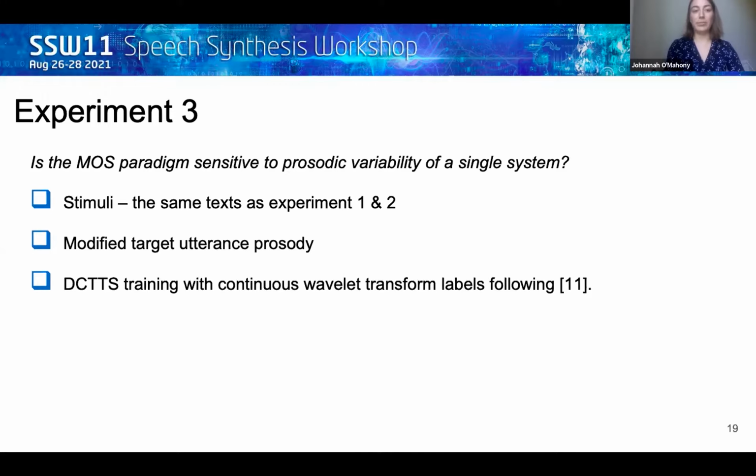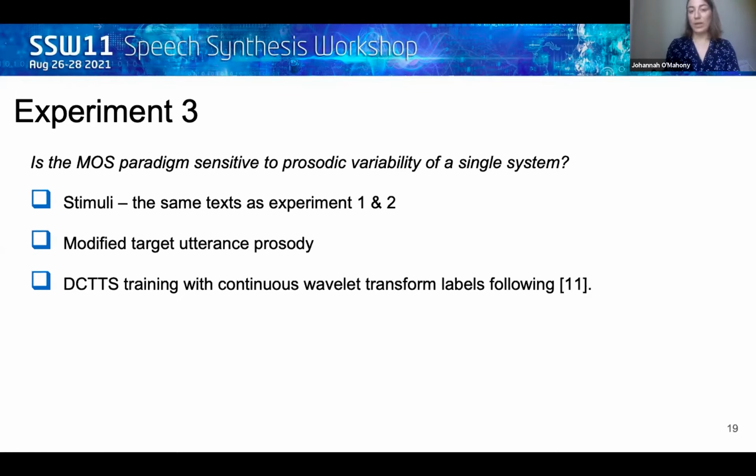So for this experiment, the texts were the same as experiment 1 and 2. But what we wanted to do was to keep the context the same and modify the target utterance's prosody. So we used DCTTS again. However, we used a modified training scheme, which was developed by Antti Suni and colleagues at the University of Helsinki.